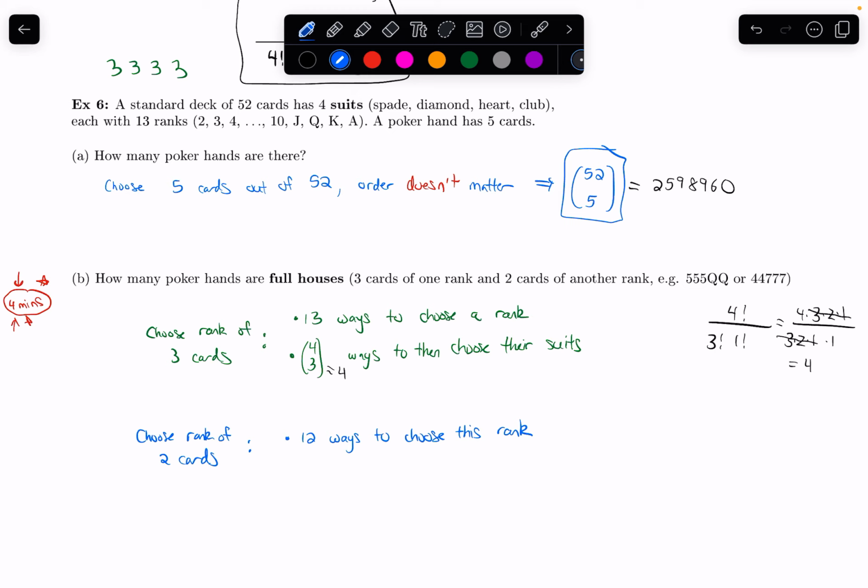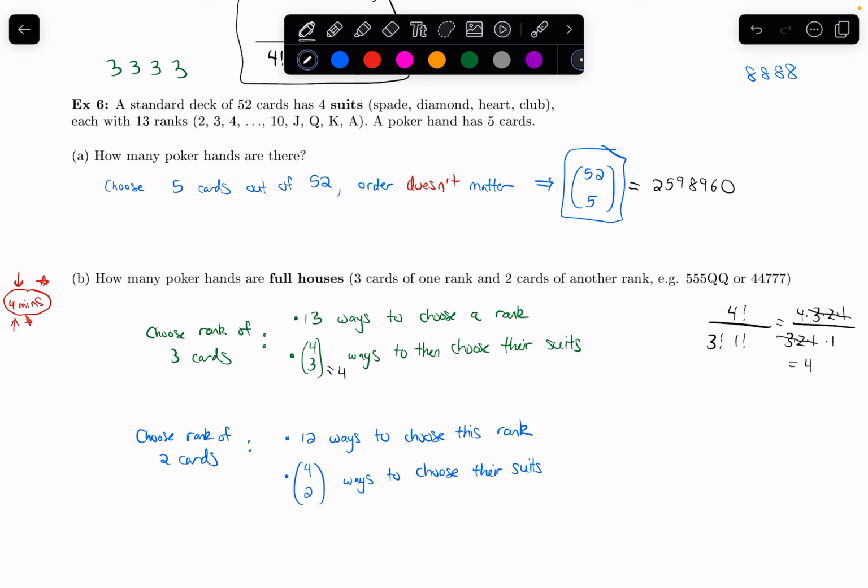Okay, and now once I've decided on what that remaining rank is, like maybe it was all the 8s, now I've got to pick 2 of those 8s to select. And the order in which I pick those 8s doesn't matter. So I'm going to use combinations. I'm going to be choosing 2 out of those 4. There are 4 choose 2 ways to choose their suits.